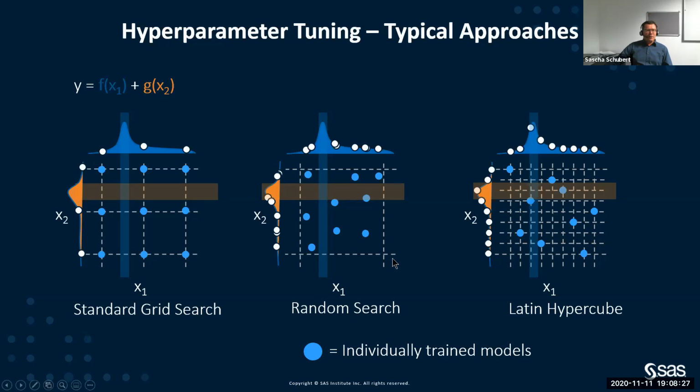Another one is random search, where you don't have fixed points, but you randomly select these combinations, and the chances here to find your best model are a little bit higher. But the best approach is what's called a Latin hypercube, where you have a systematic variation of your parameters, shown here on those distributions. But then you use random search of the combinations, and that gives you the highest chance of finding the optimal combination of your parameters.